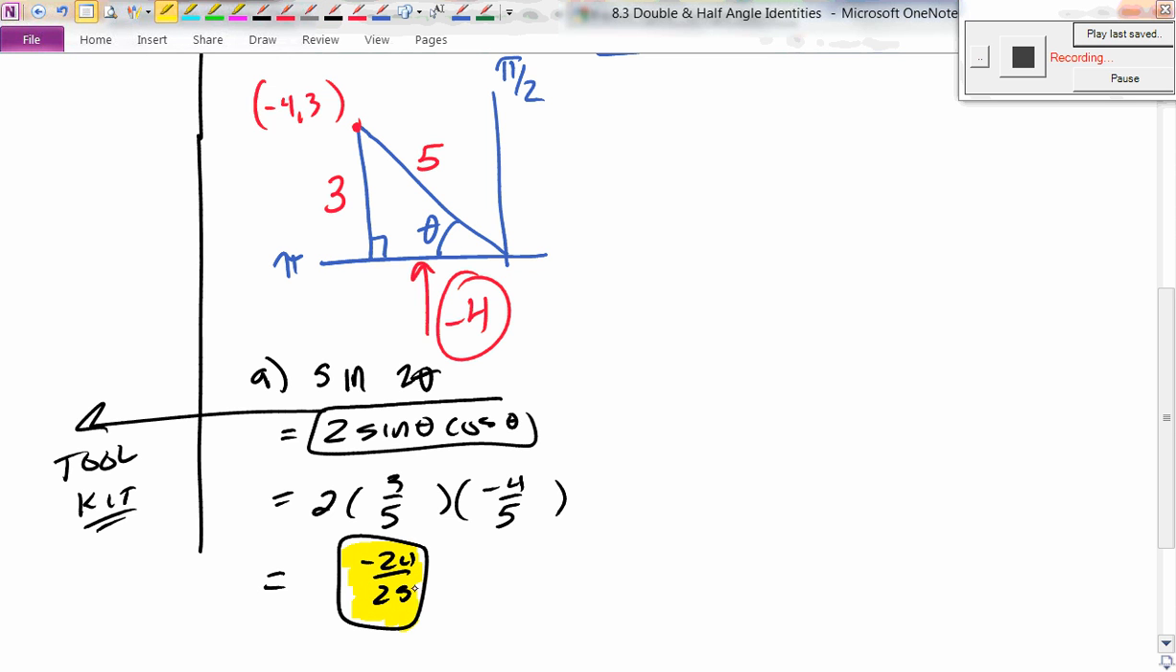What do you guys think? Okay. Well, let's do part B then. Part B will ask you, okay, then what's the cosine of 2 theta?